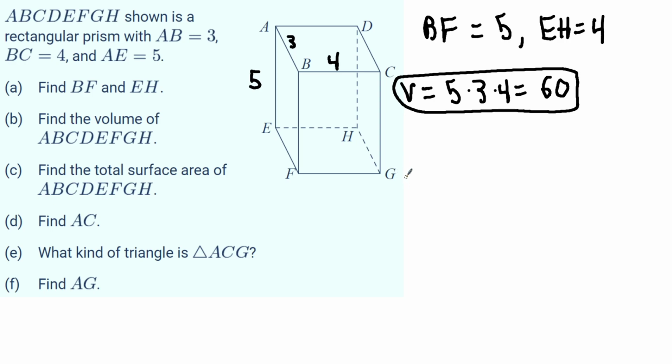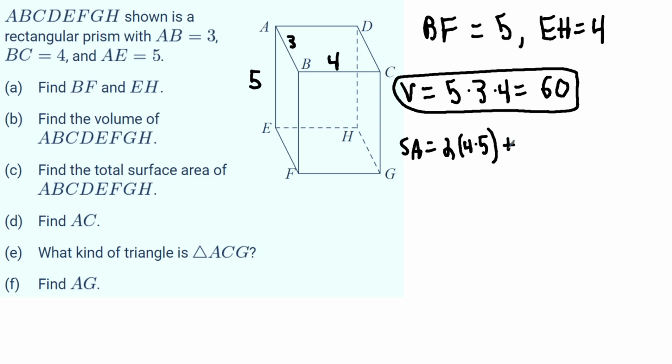Alright, now what is the surface area? Well, the surface area is equivalent to the added areas, or the sum of the areas of the faces of this object. So for example, if I wanted to find the area of BCGF, that rectangle, it would be length times width, or 4 times 5. But if I notice that is the same area as ADHE, because they have the same dimensions, so instead of just doing 4 times 5, I'm going to do 2 times 4 times 5.